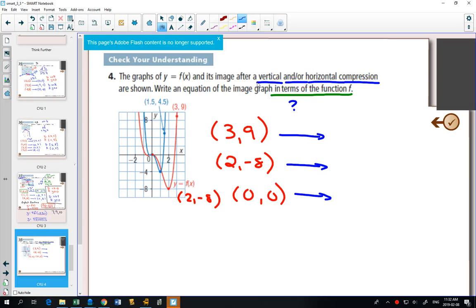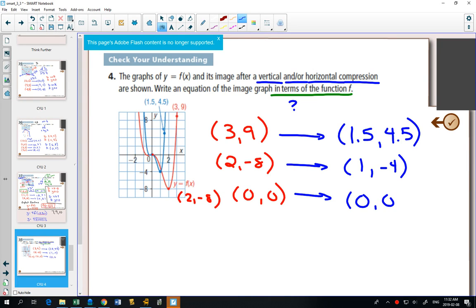Finally, you would get your points, but we know the points. Where does 3, 9 go to? They've labeled it here for us. It goes to 1.5, 4.5. Where does 2, negative 8? That's the minimum right here. Where does it end up? It ends up at 1, negative 4. And 0, 0 happen to stay the same. So we know where the points started, and we know where they ended.